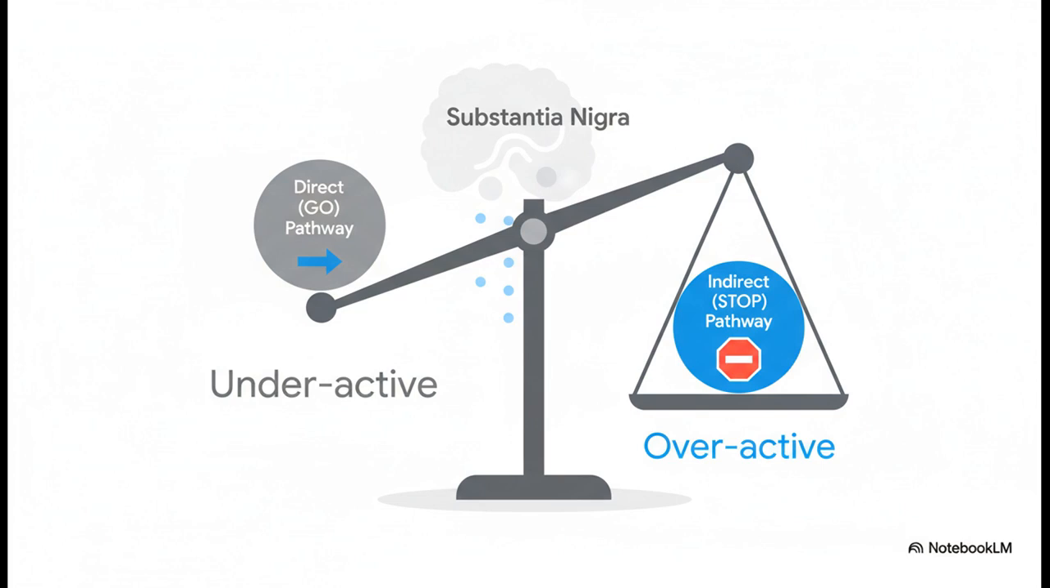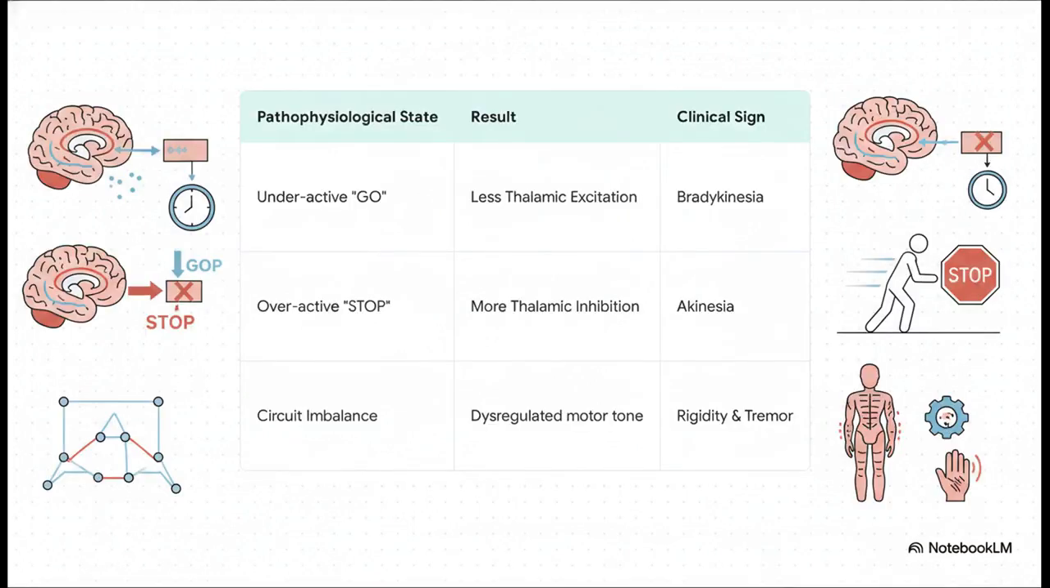There's less stimulation of the go pathway, so it becomes underactive. And there's less inhibition of the stop pathway, so it becomes overactive. The whole system gets heavily biased against initiating movement. And we can draw a straight line from this pathophysiology to the patient's symptoms.